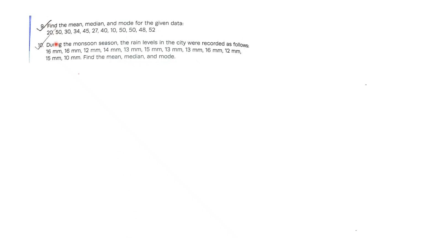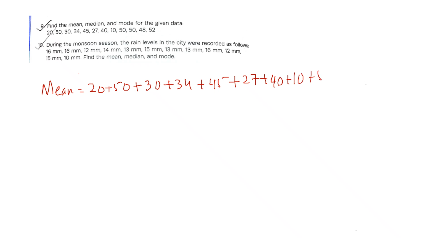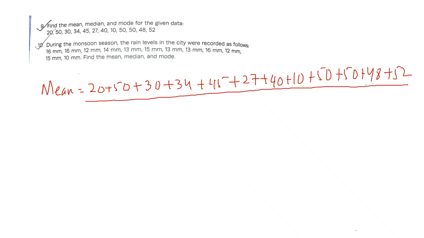Now we have question number 9. We have to find the mean, median, and mode for the data. Again, mean is easy because it's ungrouped data, so we will simply do mean is equal to 20 plus 50 plus 30 plus 34 plus 45 plus 27 plus 40 plus 10 plus 50 plus 50 plus 48 plus 52, and we will divide it by the total number of values, and there are 12 values given, so I will divide it by 12.